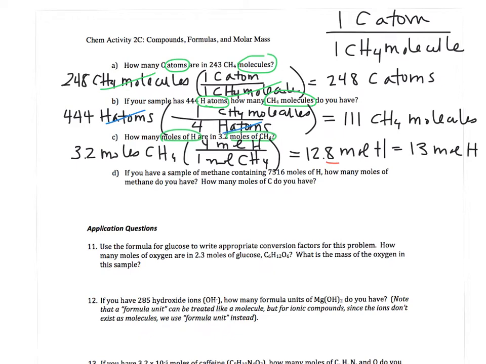Let's do a couple more. If we have a sample of methane containing 7,516 moles of hydrogen, let's start with that.